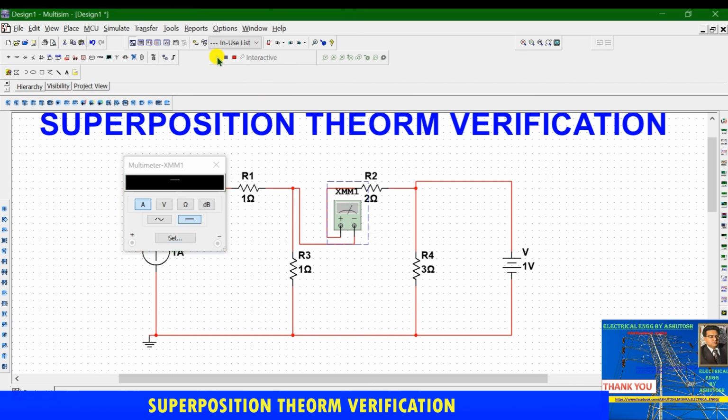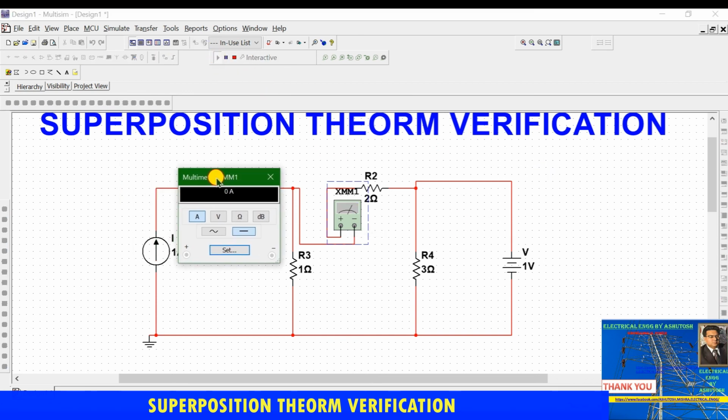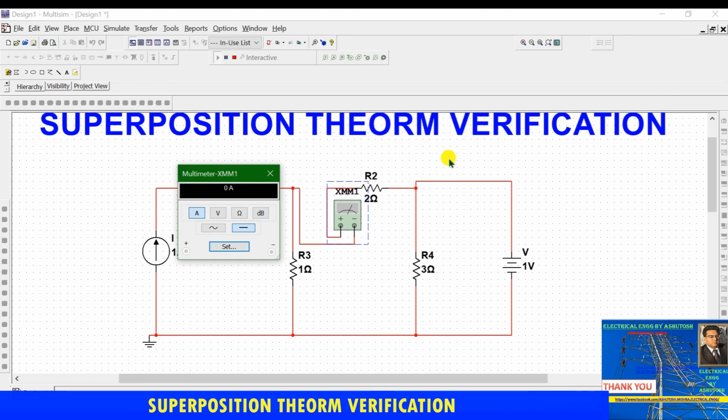Now run the simulation, and you can see 0 ampere is shown by this ammeter. In this 2 ohm branch, I have connected an ammeter, and you can see 0 ampere, the resultant current by the superposition theorem. So it verifies the superposition theorem.